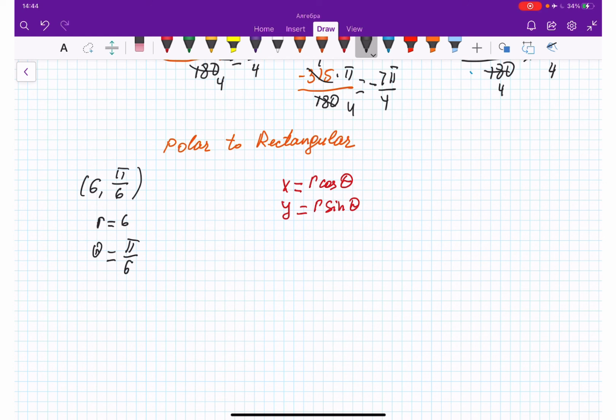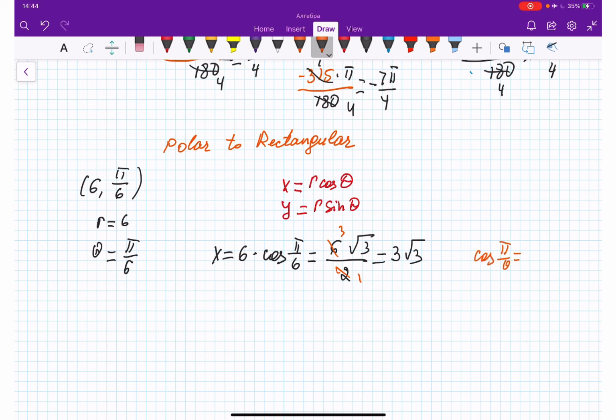Okay, so let's find x and y. So x is equal to 6 times cosine pi over 6, which is 6 times square root 3 over 2. Cancelling 2 and 6, we get 3 square root 3. Just on the side for drafting, cosine pi over 6 is square root 3 over 2.